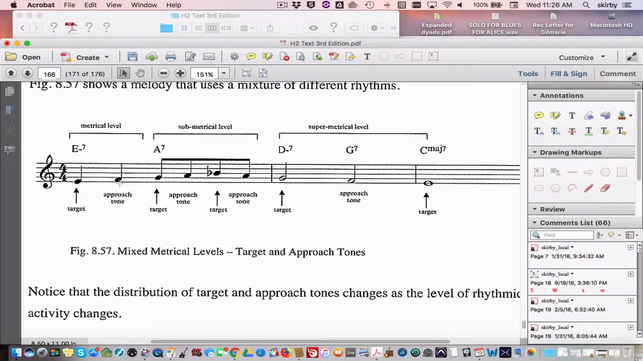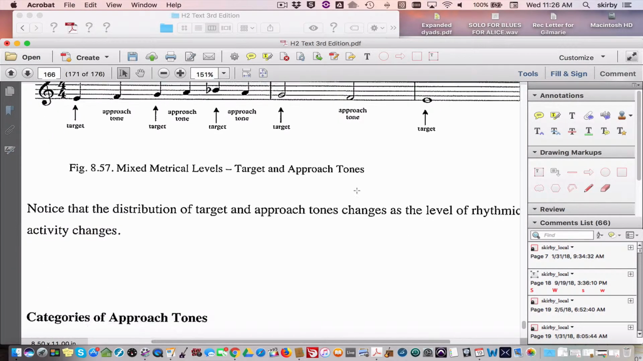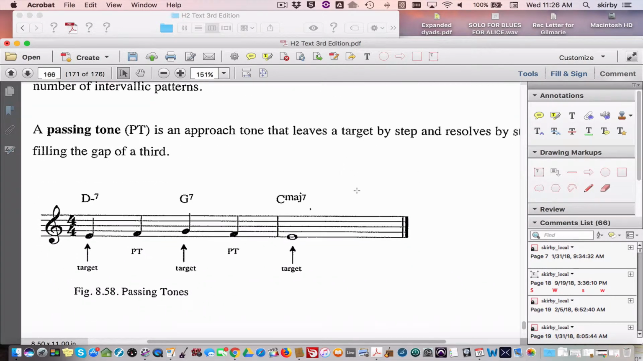So because we're at the metrical level, this is an approach note here. But once we get to our target, our submetrical level, everything speeds up, and so now the targets are every other beat, on every downbeat, and now the approach notes are here. And then we slow down here at the supermetrical level, and we get one target and one approach note in the measure.